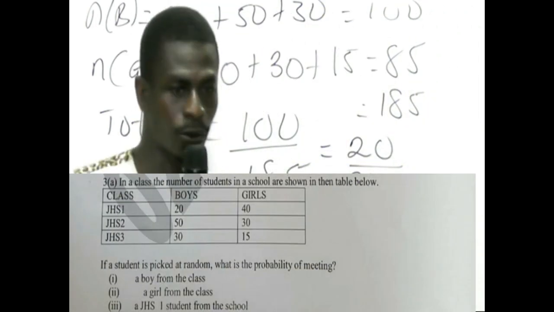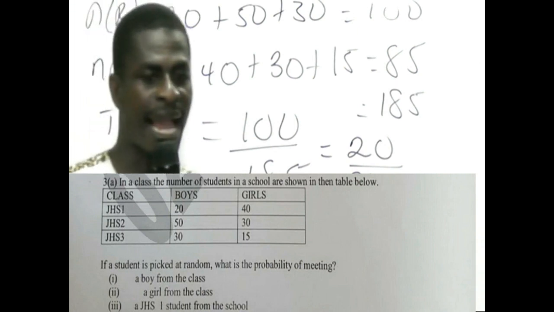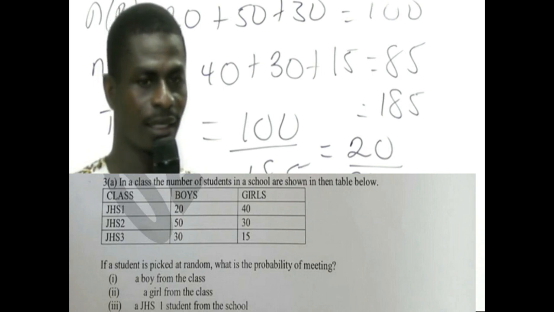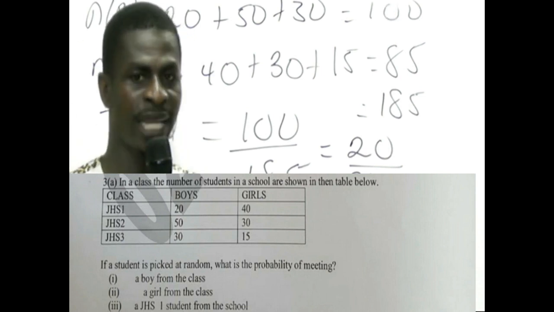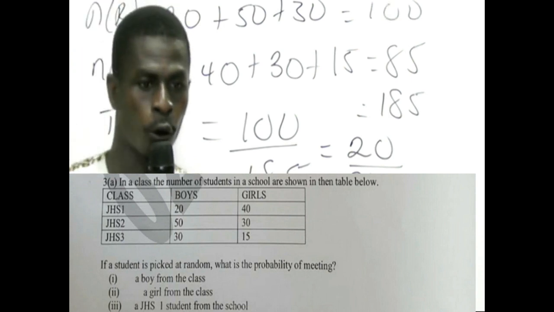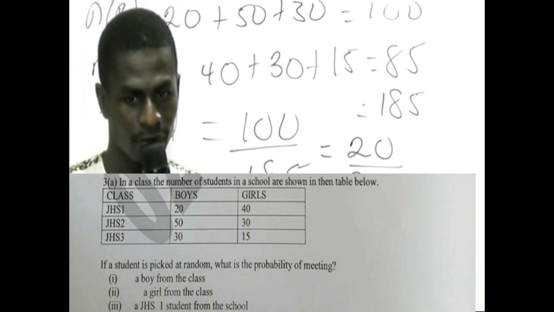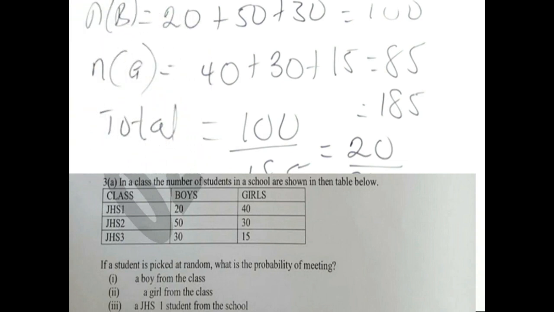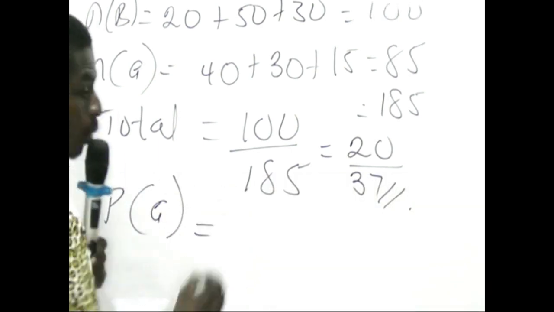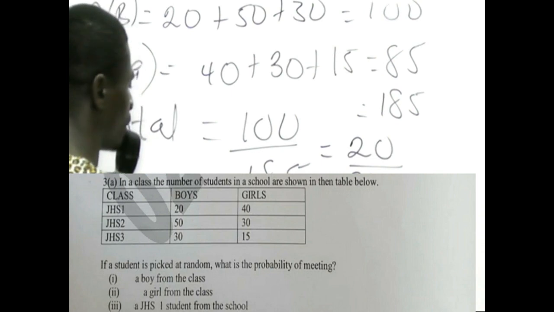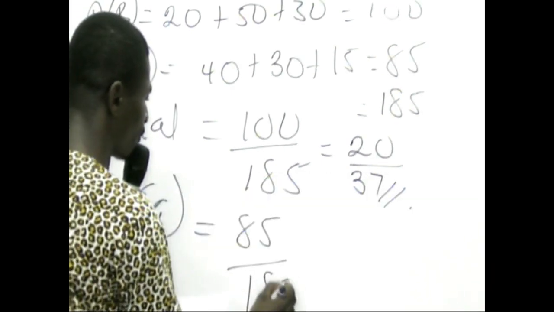A girl from the class. So we are going to do the same thing. For the boys, we pick the boys over the total. And so we are going to also pick the girls from the total. So we have probability of girls. We are going to get the girls are 85 divided by 185.